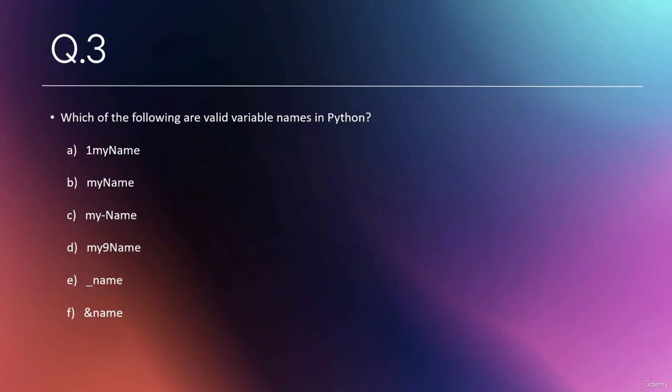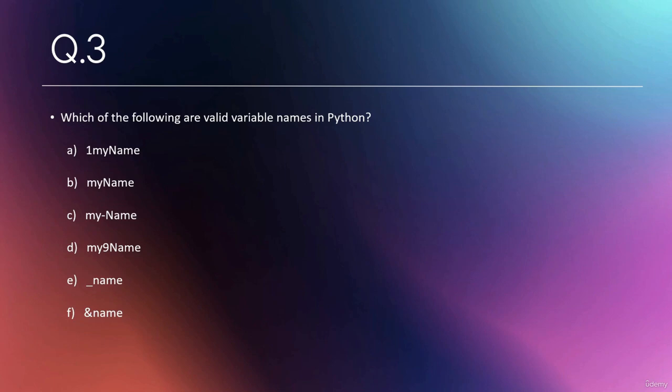Next question. Which of the following are valid variable names in Python? So you need to select all of them which are valid variable names. You need to think about the rules for the variable names that we discussed in one of the previous lectures, and that should give you the answer.